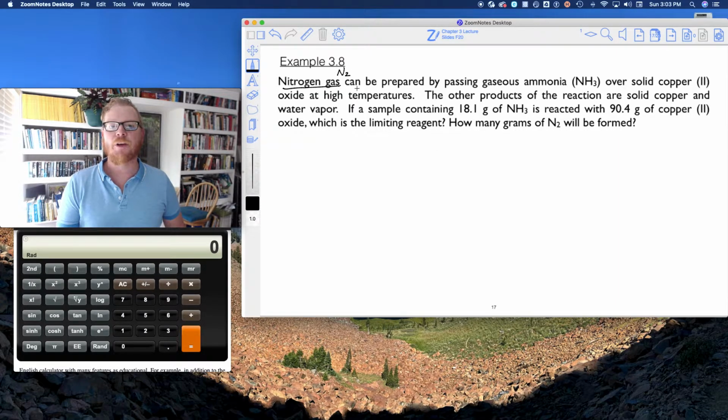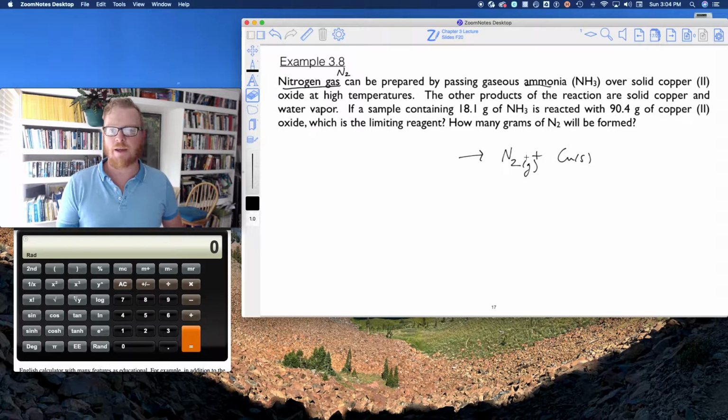Can be prepared. So can be prepared means nitrogen gas is going to be a product, okay? Nitrogen gas can be prepared. Automatically that tells me I am making nitrogen gas. By passing gaseous ammonia over solid copper 2 oxide at high temperature. The other products of the reaction are solid copper and water vapor. Okay? So that tells me my other products, right, are solid copper. So I'll write a Cu solid. We know that this is nitrogen gas, so I got to put that G down there for gas.